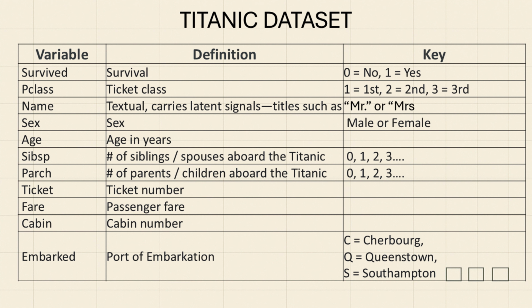Moving further, Pclass introduces a subtle yet powerful dimension of socio-economic stratification. Passengers in first class were not merely traveling differently. They occupied a distinct social position, which often translated into higher survival likelihood.